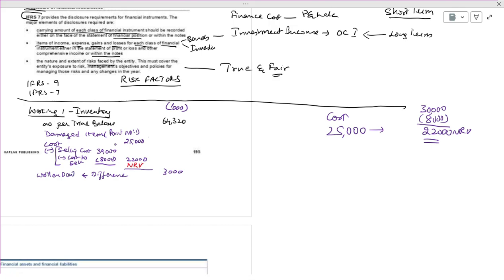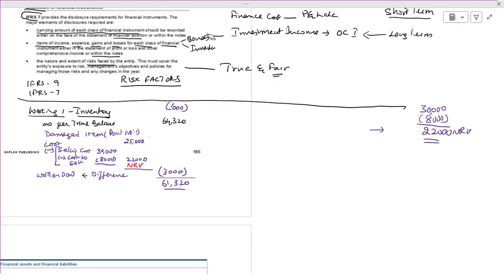Net realizable value. How much is the net realizable value? 22,000. How much are you writing down your asset? 3,000. Okay, fine, it is 3,000. What is the difference you will get? 64,320 minus 3,000, it comes to how much? 61,320.